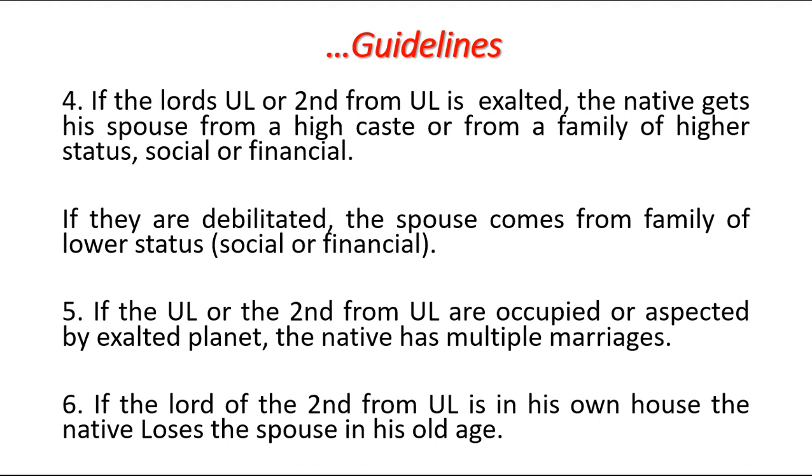If the UL or the second from UL are occupied or aspected by an exalted planet, the native may have multiple marriages. If the lord of the second from the UL is in his own house, the native loses the spouse in his old age.